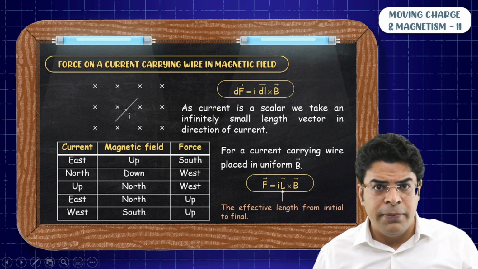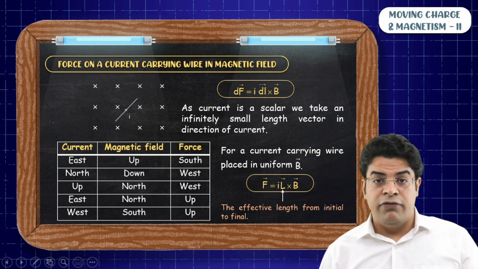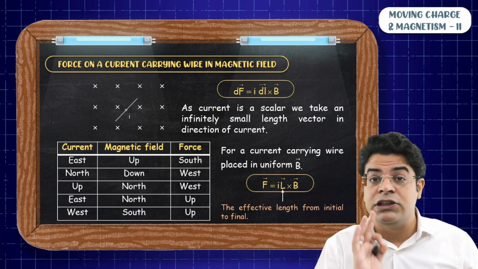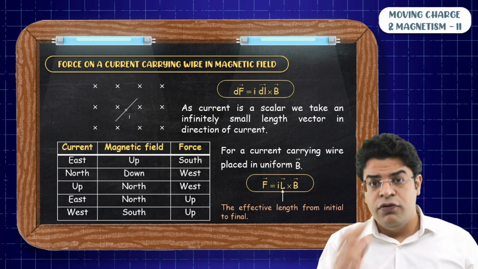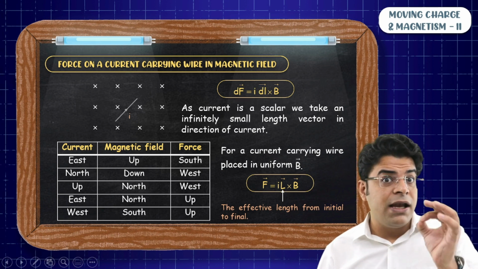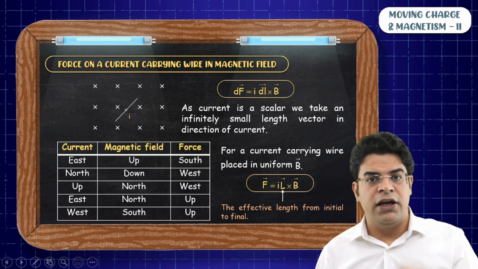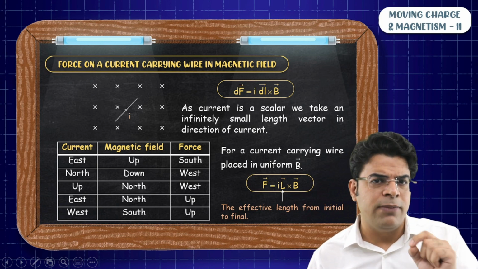So again repeating, for a current carrying wire placed in a uniform magnetic field, when the field strength is constant, the force equals I into L cross B, where L is the effective length. Effective length should be taken from initial to final. Now let's practice some examples to understand this pattern.